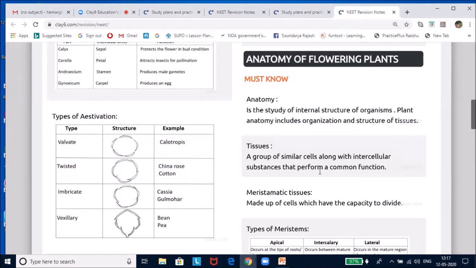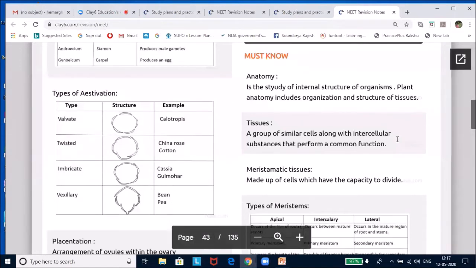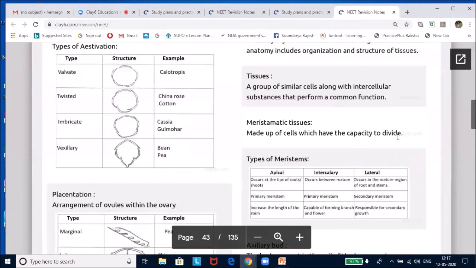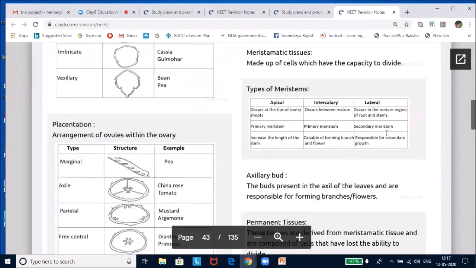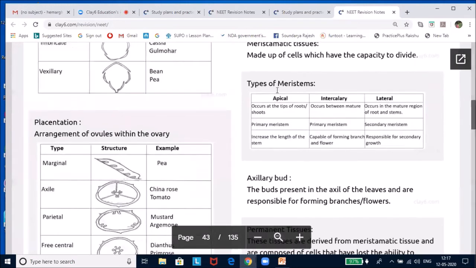So, you know, anatomy is the study of internal structure of an organism, and plant anatomy includes organization and structure of plant tissues. Now, we have already discussed what a tissue is: a group of similar cells along with intercellular substances that perform a common function. Now, in plants, the tissues are divided into meristematic tissue and permanent tissue. Now, let us look at the meristematic tissue.